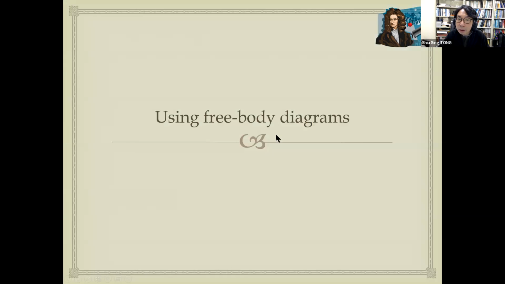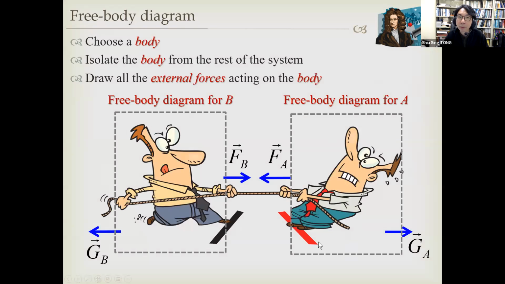Now we would like to introduce to you how to use a free body diagram. The first thing is to choose a body and isolate that body from the rest of the world. For example, if I choose body A, then I draw a rectangle to enclose body A, and I can see the external forces acting on it are GA and FA. If I isolate body B from the rest of the world, then I draw a free body diagram for B, and the external forces acting on it are FB and GB. Okay.